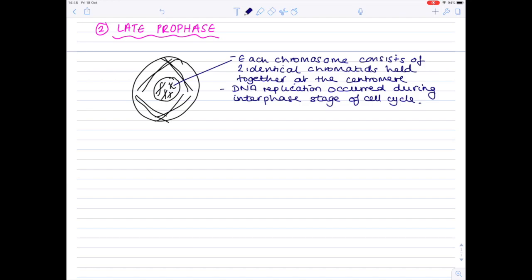Now let's have a look at what's happening at the spindle microtubules. Look, they've elongated, they're now extending from each pole and they're reaching the center of the cell, known as the equator.